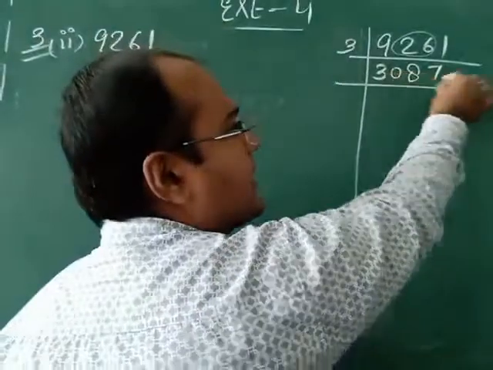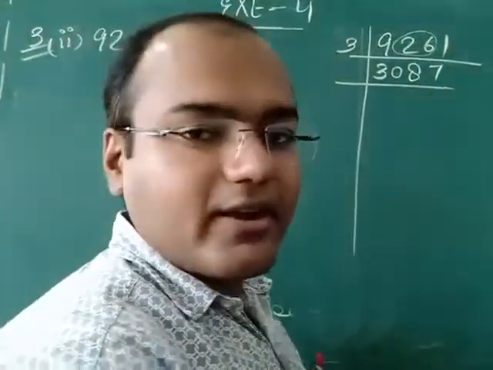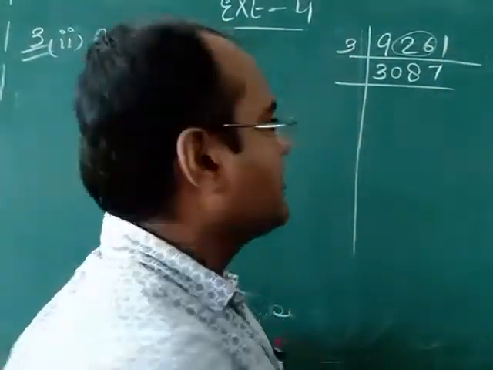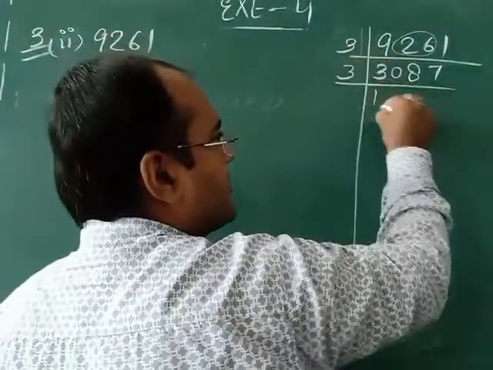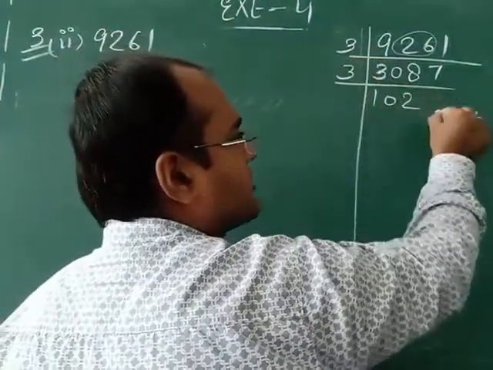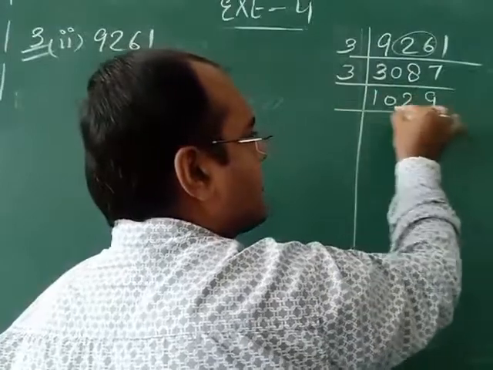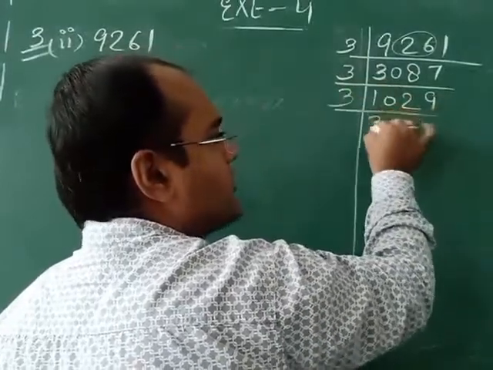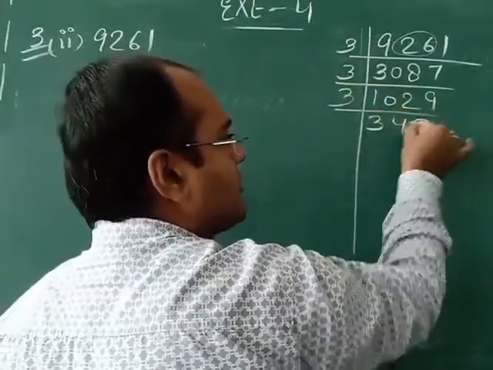So add the digits and check. On adding we get 18. 18 is divisible by 3. So we will divide by 3. 3 1s are 3, 0, 3 2s are 6, and 3 9s are 27. Again we will divide by 3. 3 3s are 9, 3 4s are 12, 3 3s are 9.